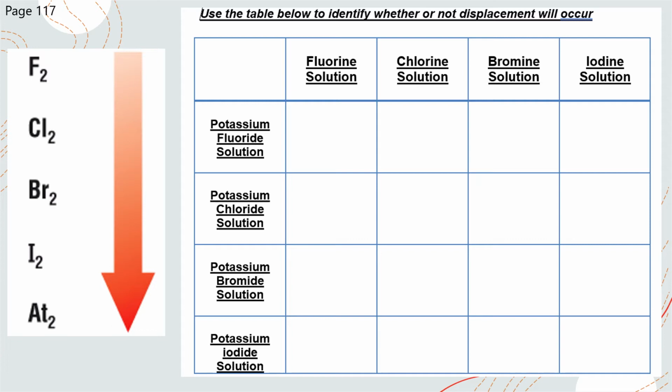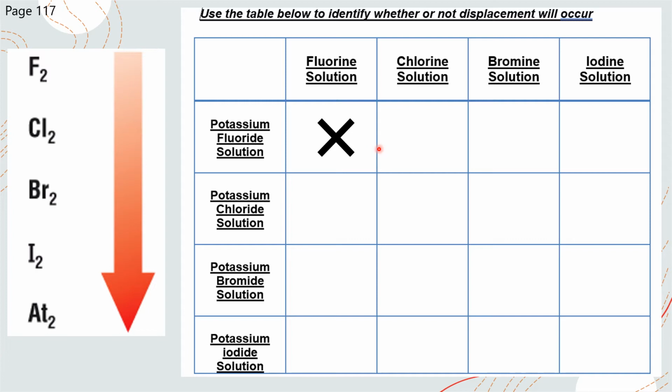So let's look at the first combination. The first combination is fluorine solution and potassium fluoride. So this box here. Well, fluoride is fluorine, just in the compound. So if you react it with fluorine, will anything change? They're both the same element. So you're right, nothing will change. So we're going to put an X there, okay?